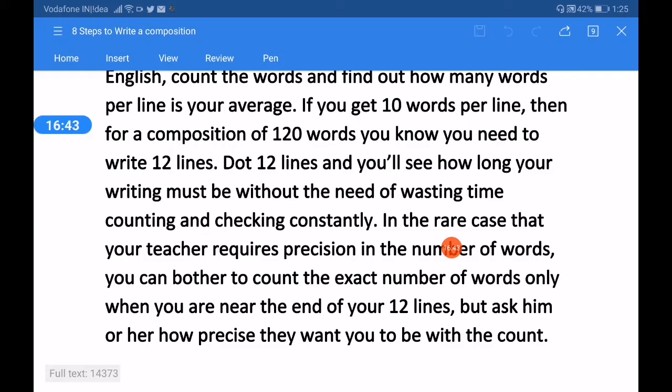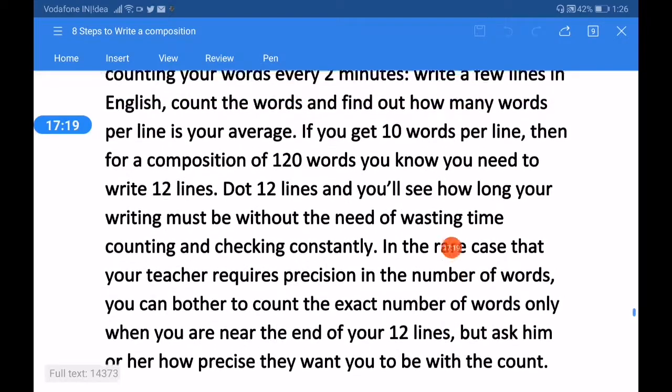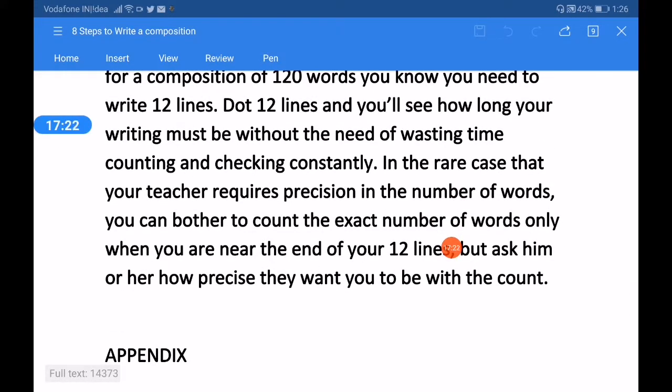Draw 12 lines and you will see how long your writing must be without the need of wasting time counting and checking constantly. In the rare case that your teacher requires precision in the number of words, you can bother to count the exact number of words only when you are near the end of your 12 lines. But ask him or her how precise they want you to be with the count. Suppose that you have counted 10 words, so just minus 2 words, only 8 words, just an average. Then multiply with the lines. In this way, you are able to get correctly the total number of words in one page.